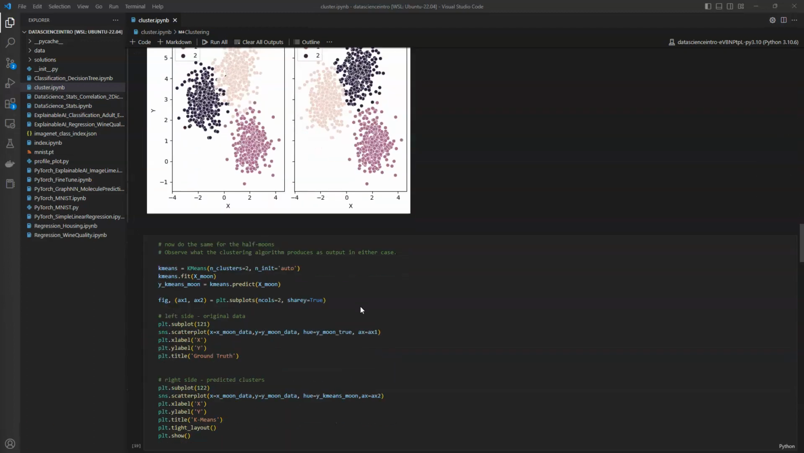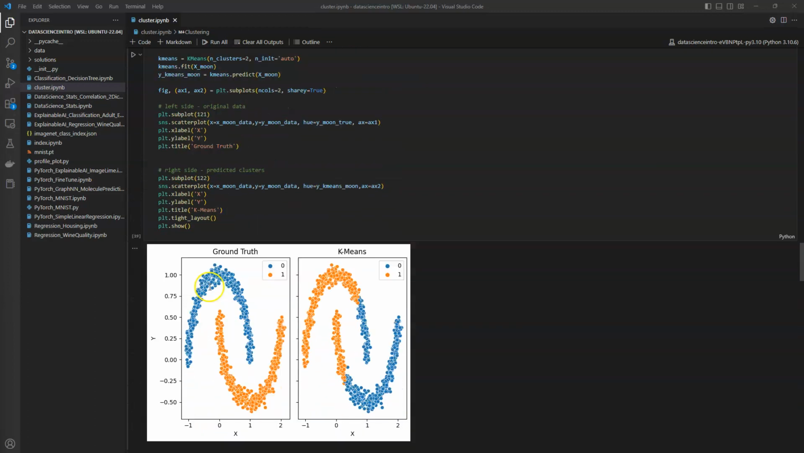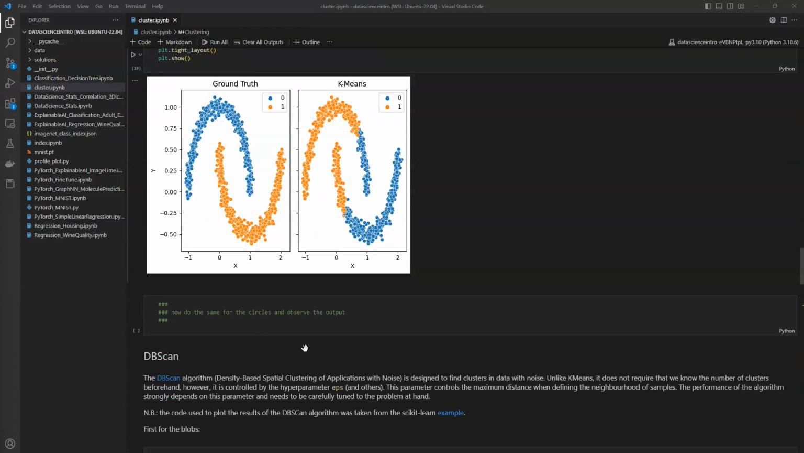Now we do the same for the half moons, right? Again, we instantiate a new algorithm and call fit and predict, and now we do it on the dataset with the moon. Here's the plotting magic, and you can see the algorithm doesn't really perform at all, right? It generates the clusters and it doesn't capture at all the specific relationship between those. And as an exercise, you can do the same things for the circles.